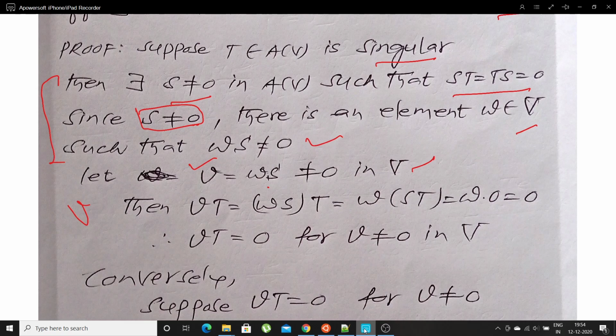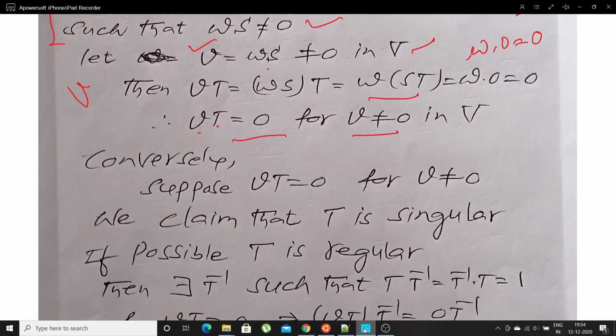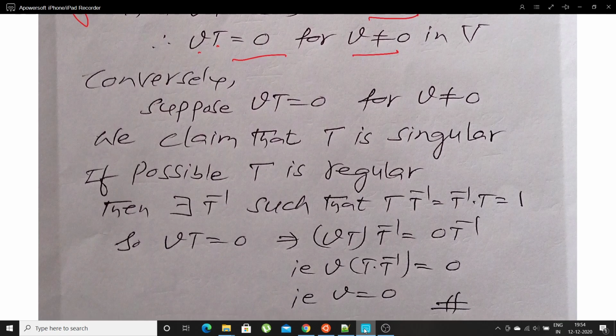Again, using the definition of vector space as well as rings, regrouping, w(ST), and we know that ST equal to 0. Therefore, w dot 0 equal to 0. That means the image of v under T equal to 0 for v not equal to 0 in V. Let me prove the converse part of this theorem.